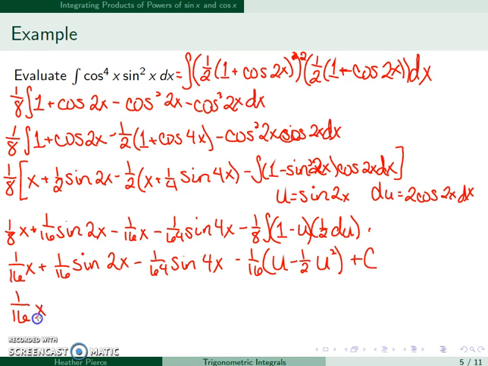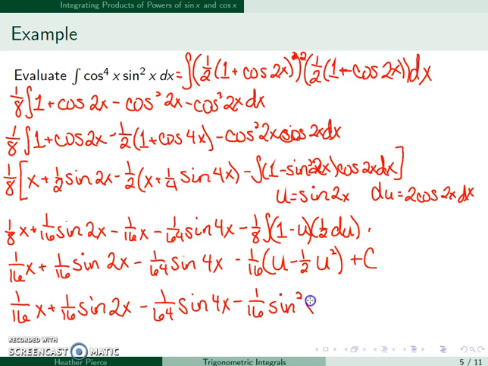So finally, substituting back in, 1/16 x plus 1/16 sine 2x minus 1/64 sine 4x minus 1/16 sine squared 2x plus 1/32. Sorry, that's just a sine 2x. Now I have sine squared 2x plus c.